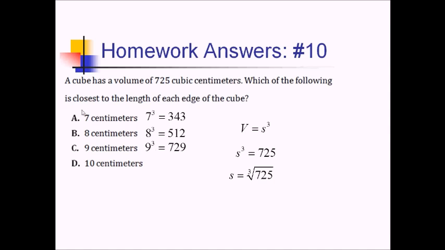And then this last one here, 10 cubed, that's 1,000. So the closest one to 725 is 729. So that means this is closest to 9, which would give us choice C.